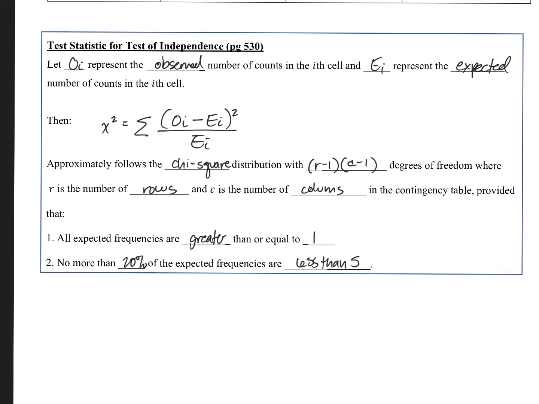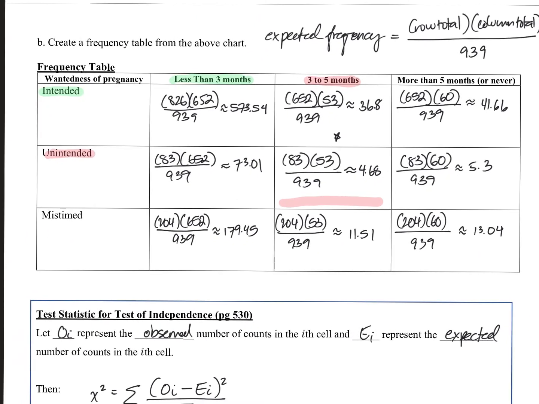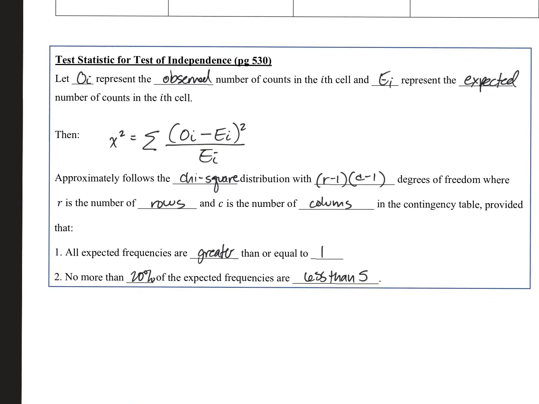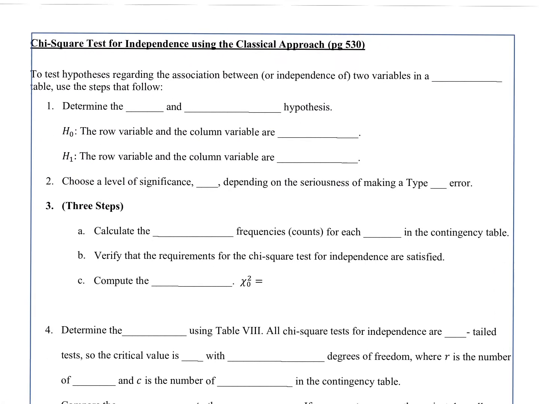So real quick, counting up rows and columns, let's take a look here. How many rows do we have? Well, we have 1, 2, 3 rows, and how many columns do we have? We have 1, 2, 3 columns. So we could go ahead and calculate out the degrees of freedom for that.